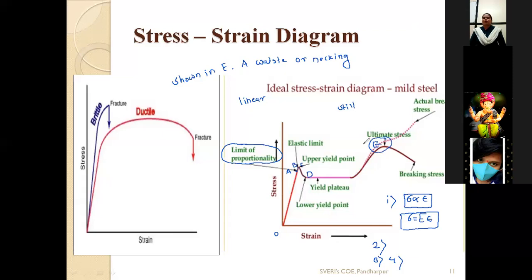is called the ultimate stress. Ultimate stress. And write down the last point.